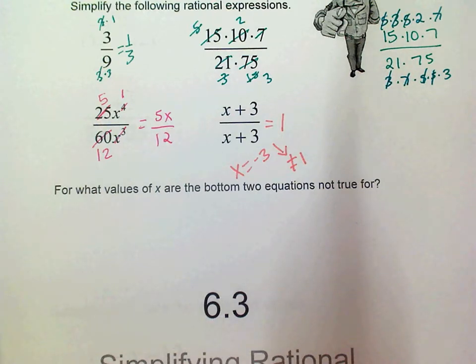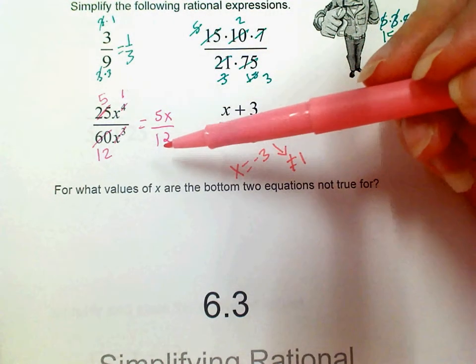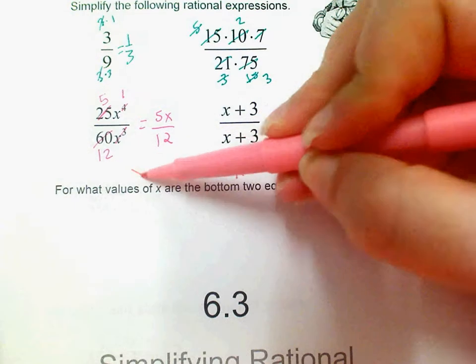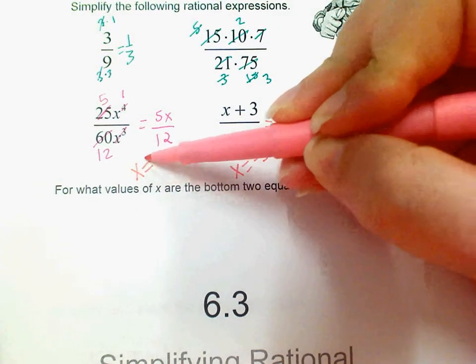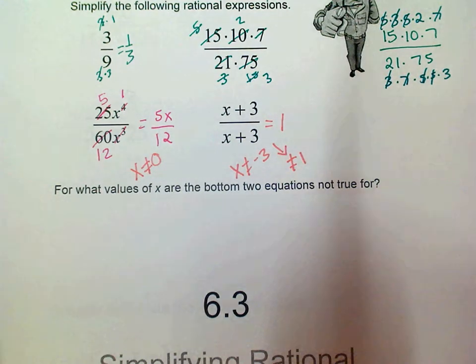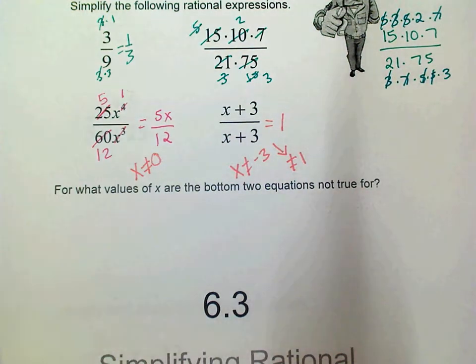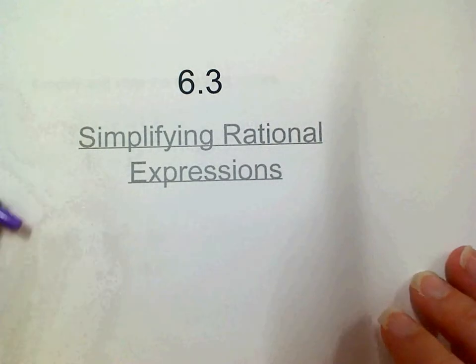What about this expression? When is that not true? When is it not 5x over 12? When x equals 0. So x cannot equal 0, and here x cannot equal negative 3. And if it does, then it's undefined. Okay? X cannot equal 0 in order for this to be true. But anyway, something to think about. If you want to label it, this is 6.3, simplifying rational expressions.